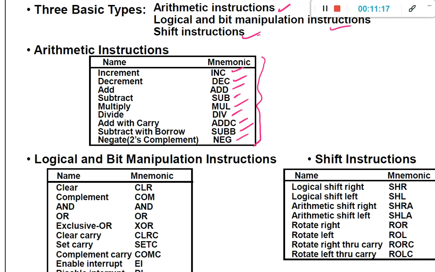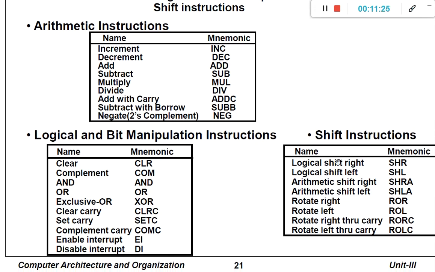Coming to the logical operations, how these operations are carried out, we already know. We have seen in the previous classes. So coming to the next type of instructions, logical and bit manipulation instructions. Clear is going to assign 0 value to the entire register. Complement is going to perform the complement operation. It is going to make zeros into ones, ones into zeros.